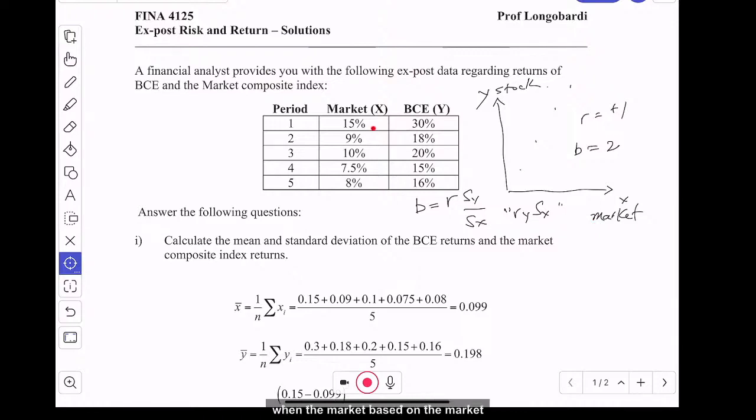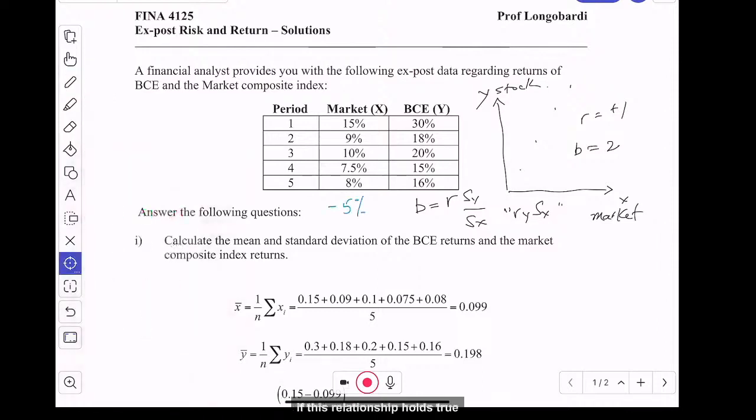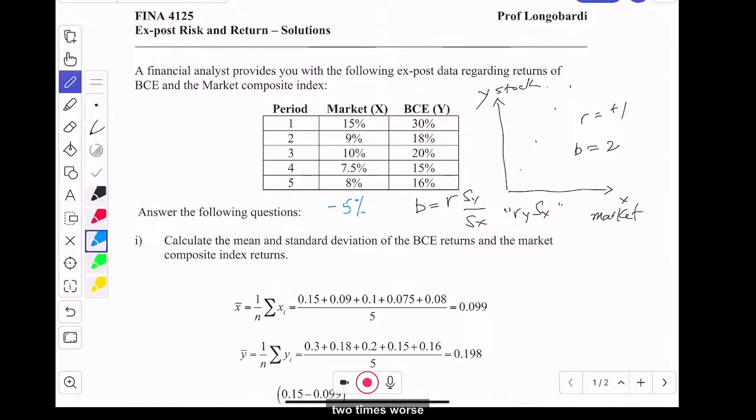Based on the market performance, BC performs 2 times as well. But what if the market performed poorly? If this relationship holds true beyond the range of values of the data, then when the market does poorly, BC does 2 times worse.